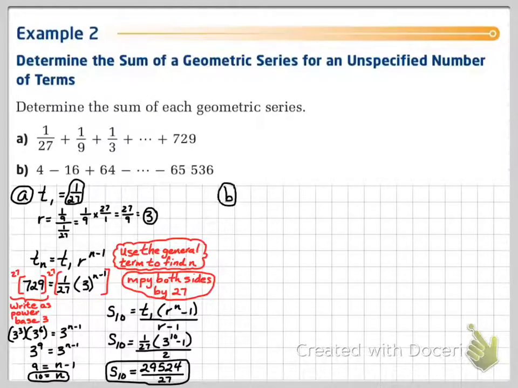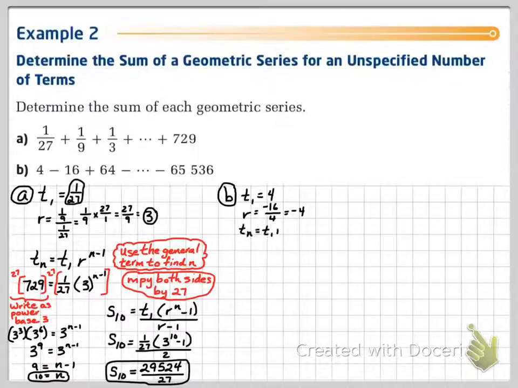B. This time I've got a negative common ratio. I can tell because the numbers go positive, negative, and they end in a negative. So I'm going to say my first term is 4. That's easy. My common ratio is negative 16 over 4, which is negative 4. And now I need to figure out how many terms there are.